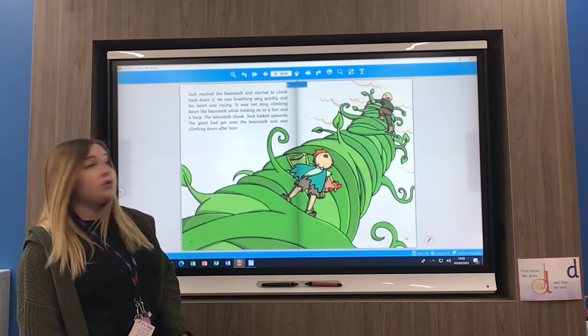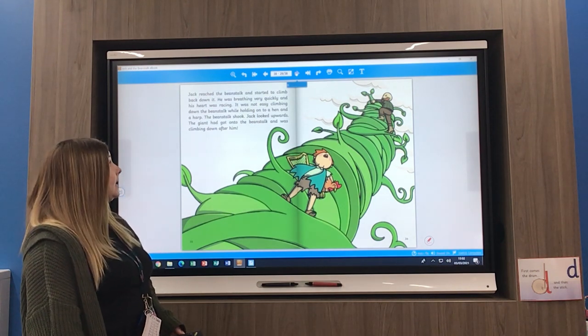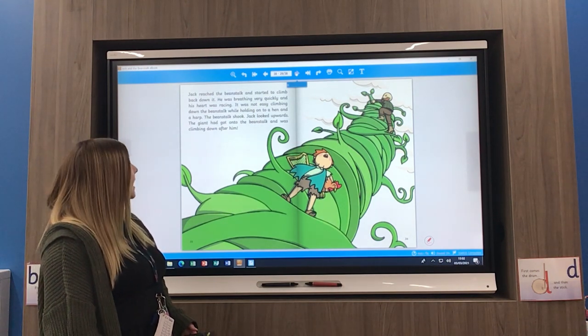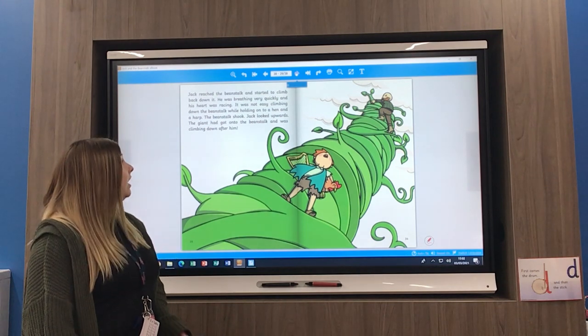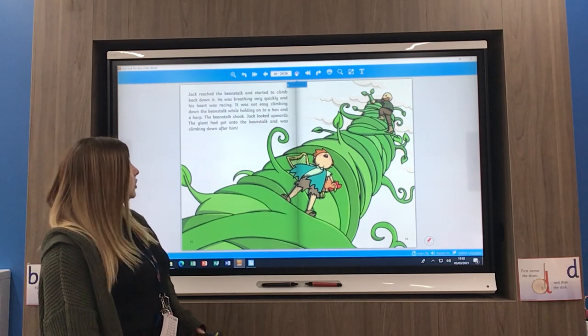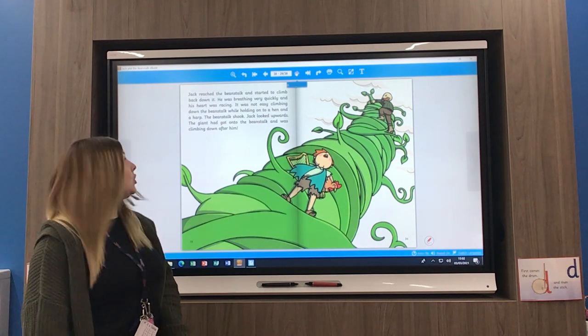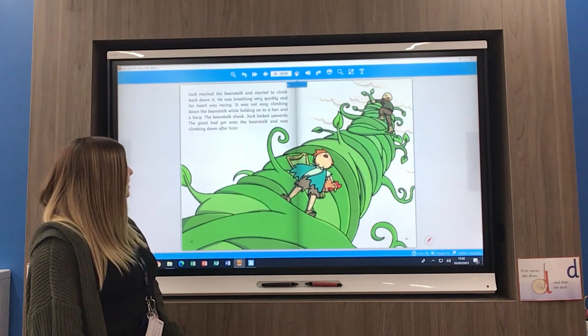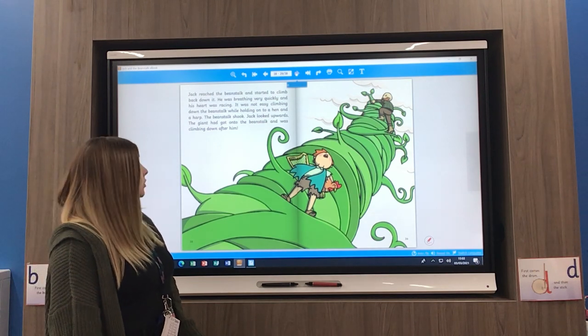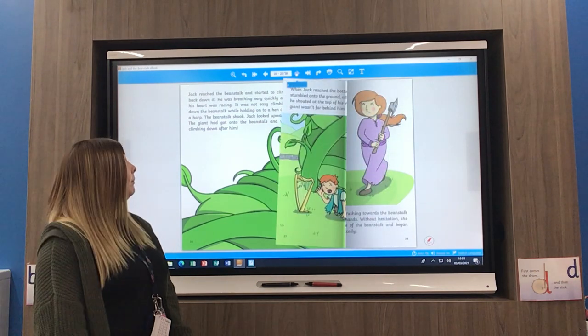Jack reached the beanstalk and started to climb back down it. He was breathing very quickly and his heart was racing. It was not easy climbing down a beanstalk whilst holding on to a hen and a harp. The beanstalk shook. Jack looked upwards. The giant had got onto the beanstalk and was climbing down after him.